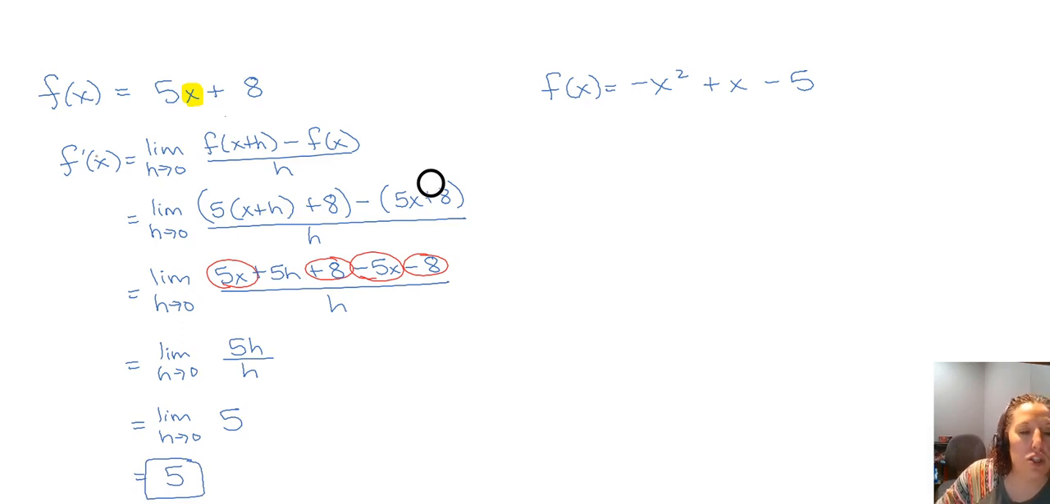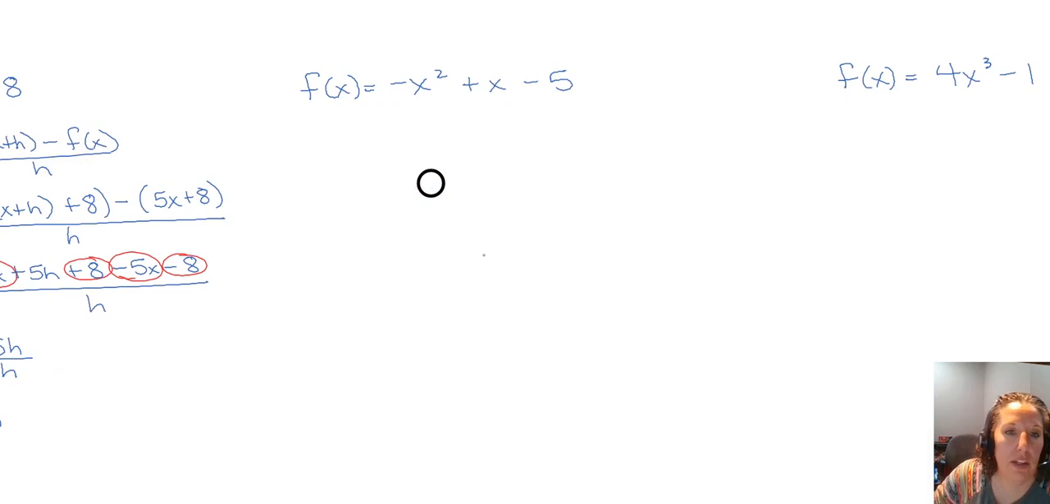And that makes sense. The derivative is giving us the slope of the curve at any given point x, and it doesn't matter what point x we look at, the slope of a line is going to be just that m value, the coefficient on the x. All right, now let's look at a parabola. So here we have f of x equals negative x squared plus x minus 5.